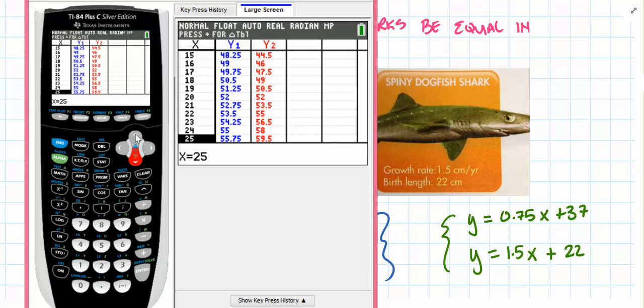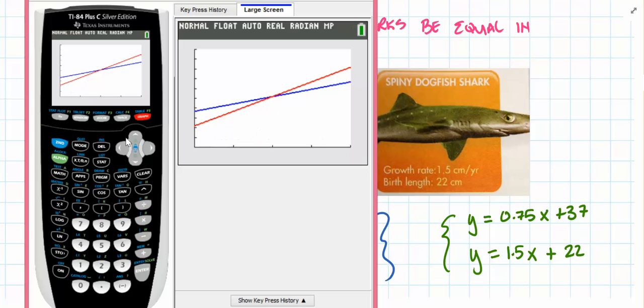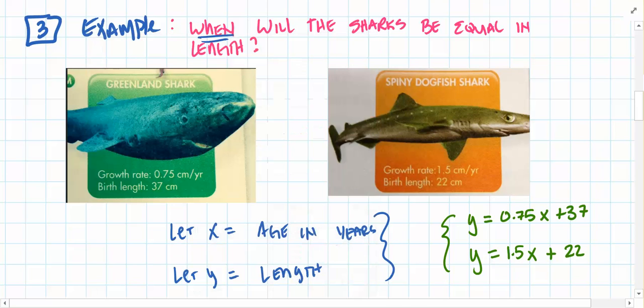There it is right here. When x is 20, both fish are 52 centimeters in length. All right, there it is right there. So we have now confirmed from the graph and from the table that the solution to this system is after 20 years, both fish will be 52 centimeters in length.